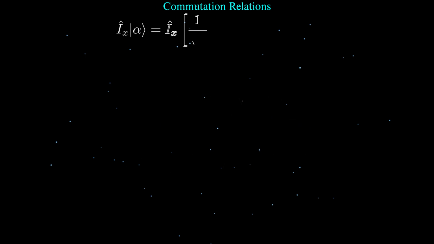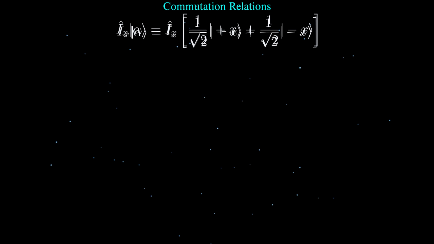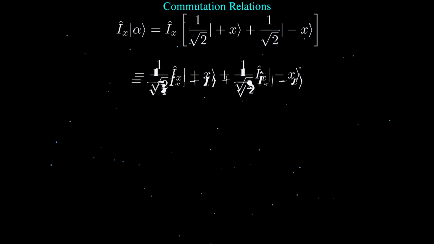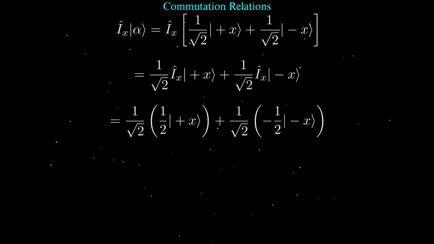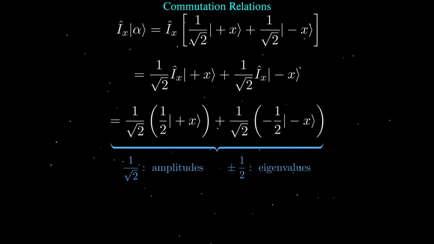So now getting an x measurement would mean applying Ix to alpha, but with alpha as the superposition of plus x and minus x. If we do that, then we'll get a 1/2 in front of the plus x state and a negative 1/2 in front of the minus x state. And just so we're not confused about the numbers in front of us, the 1 over square root of 2's are just the probability amplitudes, and the 1/2 and the negative 1/2 are the eigenvalues that we measure.